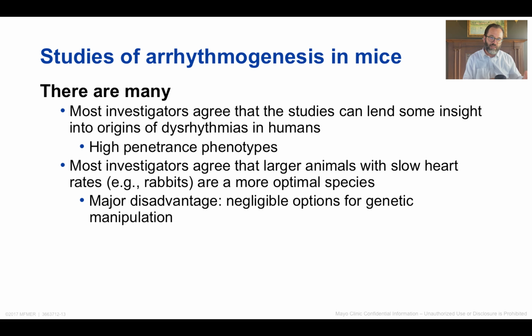Of course, the major disadvantage of these larger species is that the options for genetic manipulation remain limited. And even though CRISPR-Cas9 has been a pretty transformative technology to induce genetic alterations in a variety of species, it's still developmentally a much longer period of time for these species to reach maturation and ultimately be able to study animals in a non-juvenile state, particularly when you have conditions that you feel are more penetrant in adults.